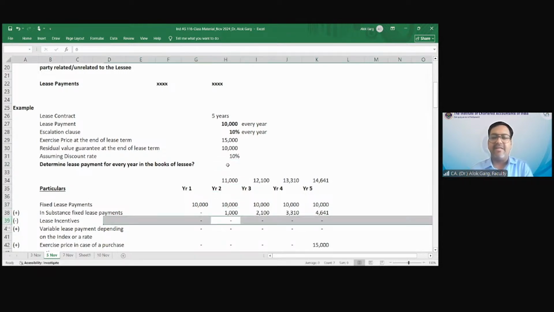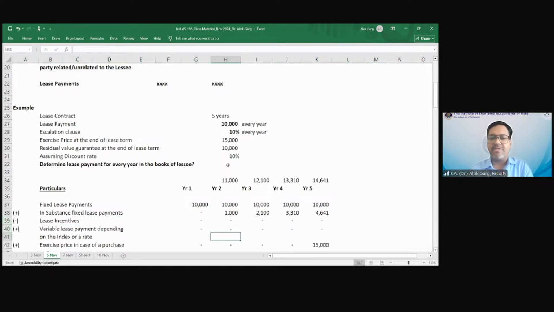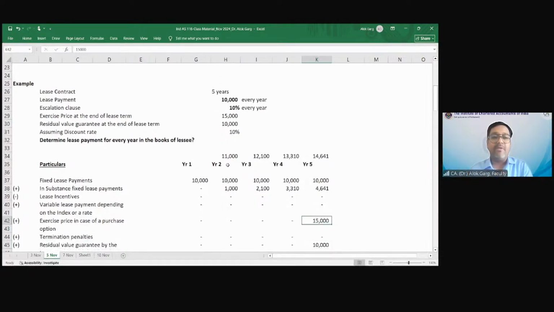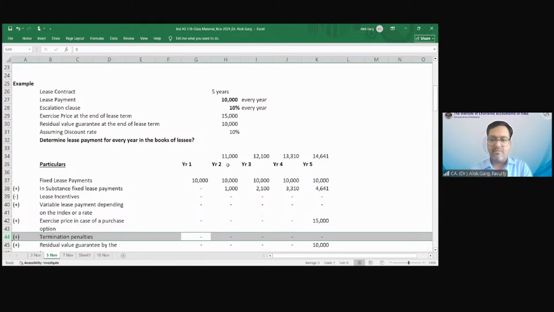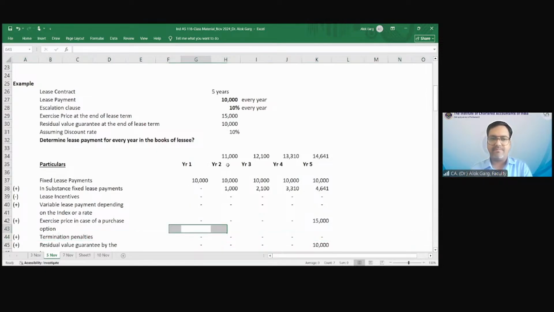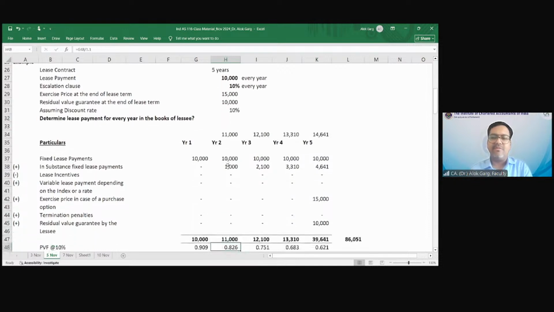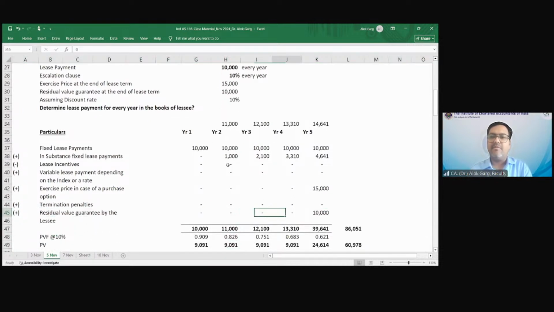Is there any lease incentive in this question? No. Is there any variable lease payment in this question? No. Is there any exercise price in this question? Yes, 15,000. And this exercise price is at the end of the lease term; 15,000 is at the end of the fifth year. Is there any termination penalty in this question? No. Is there any residual value guarantee in this question? Yes, 10,000. So this is the total lease payment.